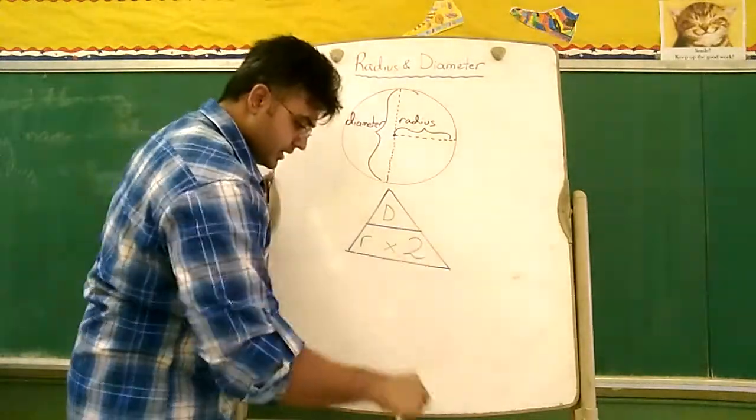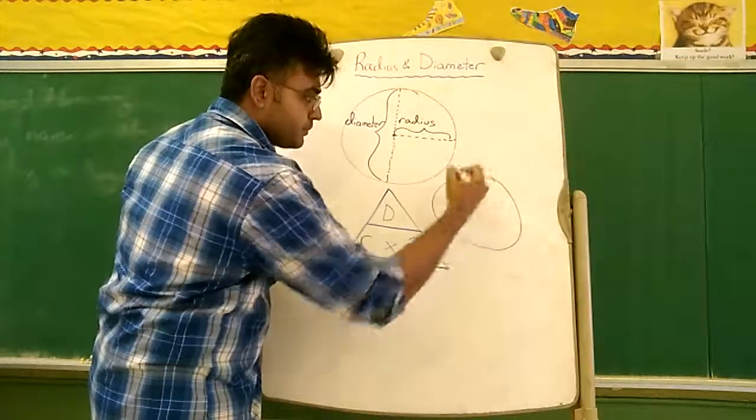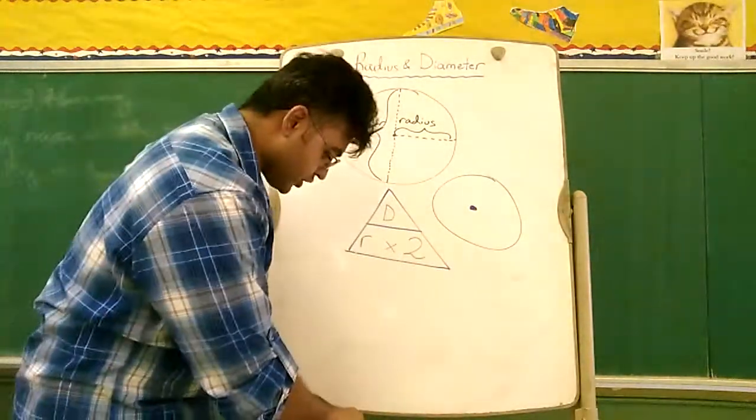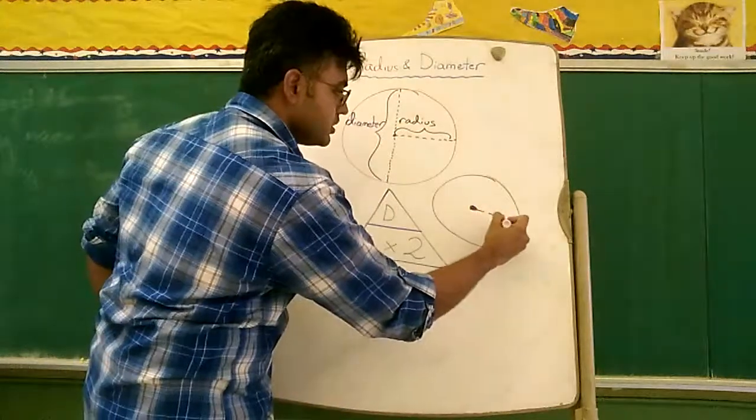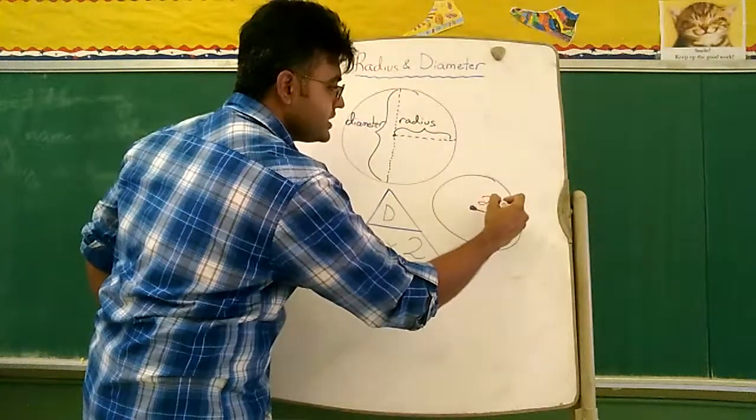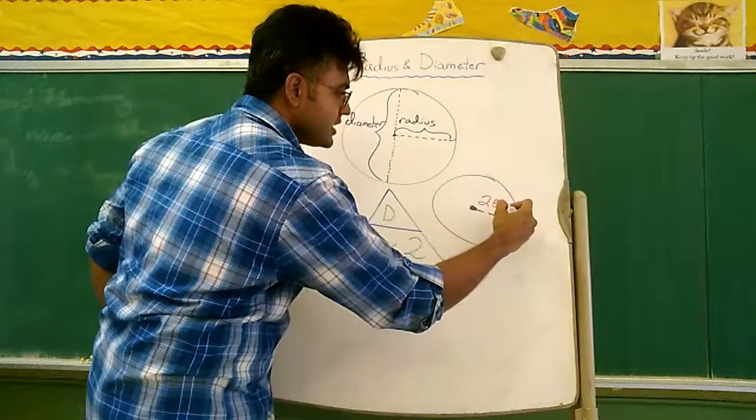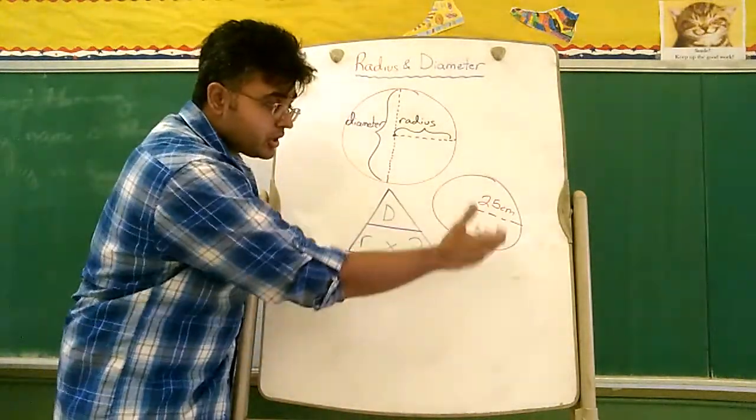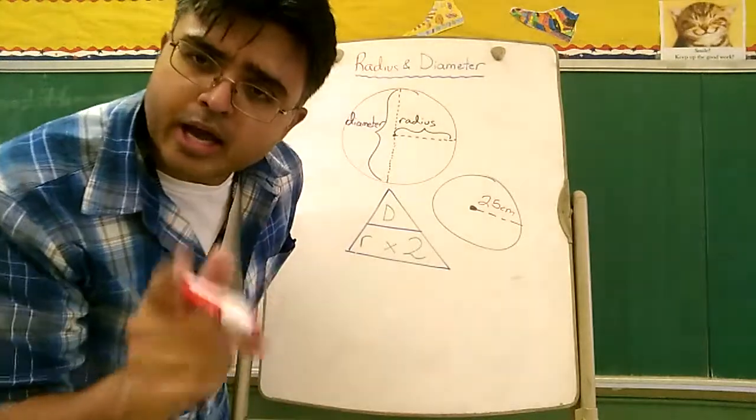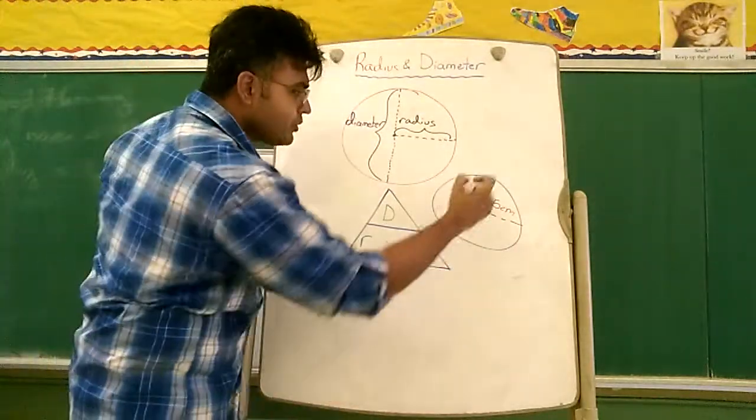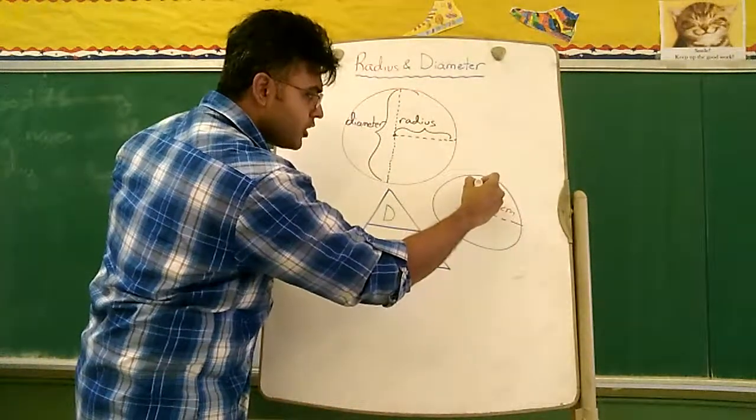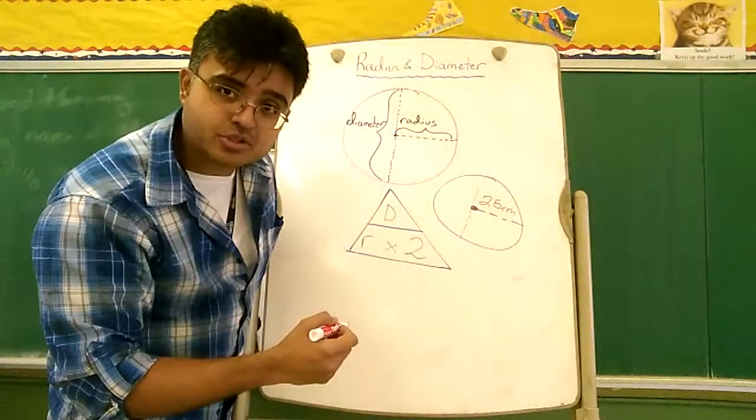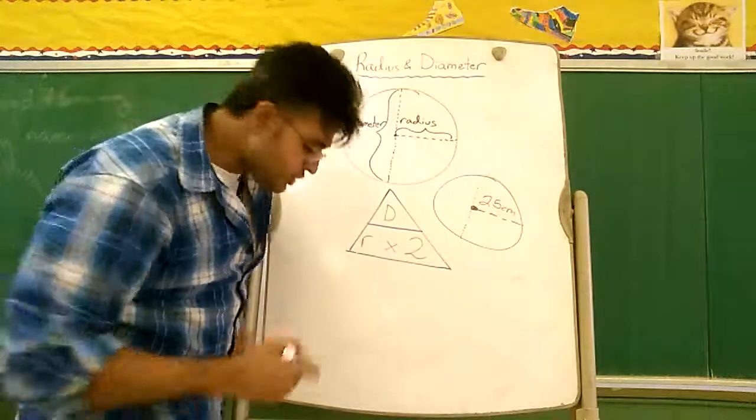Let us say that here's a circle. The radius of this circle is, let's say, 25 centimeters. The radius of the circle, 25 centimeters. How do I find the diameter? How do I find the length from the edge of the circle through the center to the opposite side of the circle? Let's use our DMT triangle.